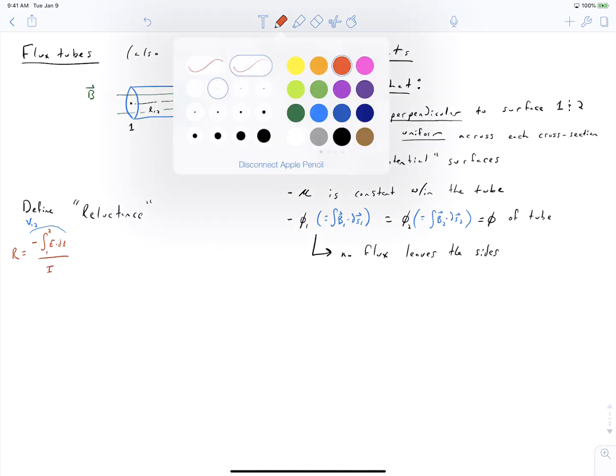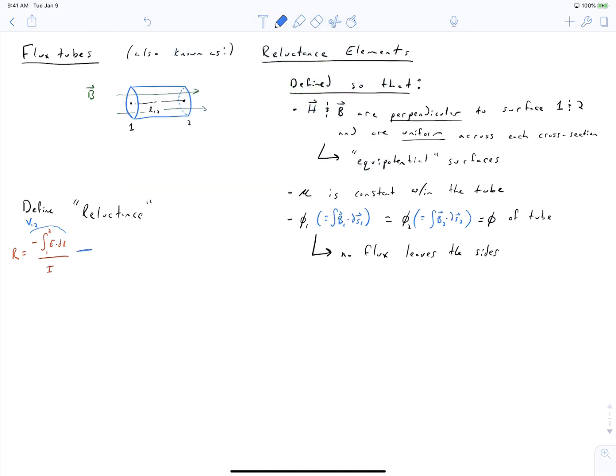And in our case, we've defined reluctance so that reluctance is equal to a magnetic voltage, the integral of H dot dl, divided by the flux that passes through our flux tube. And this quantity, integral of H dot dl, when we talk about it from one surface to another surface, we call it a magnetic voltage. If we talk about it over a closed loop, we call it an MMF, and we'll clarify that a little bit later in the video.